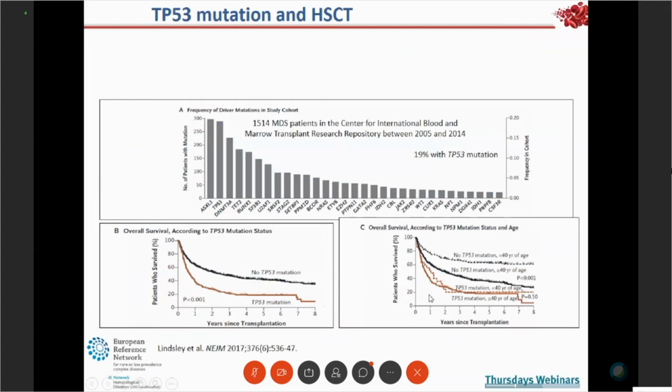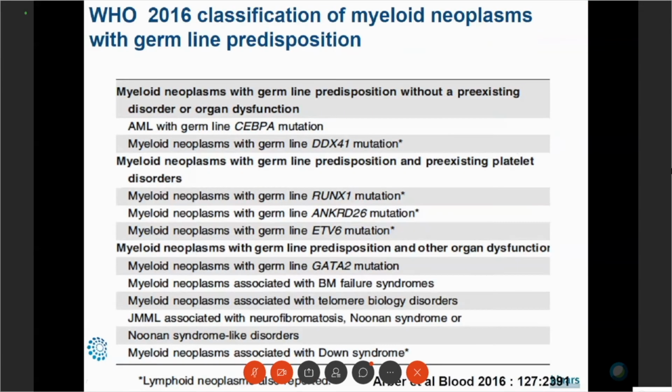The relevance of TP53 mutation in the transplant procedures is independent from age. So patients who are older than 40 or younger than 40 with the TP53 mutation do have apparently the same poor outcome. So it's a very strong variable to evaluate.